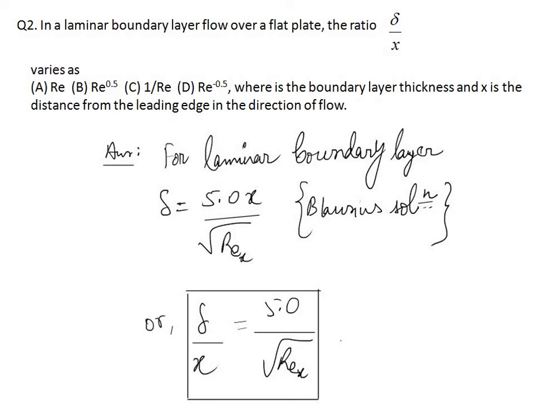For laminar flow conditions, the boundary layer thickness was determined by the Blasius solution. Blasius worked on it, and it is given as delta is equal to 5x by root over of Reynolds number. So if we take the ratio of delta by x, we find that it is proportional to 1 by root Rex, or Re to the power minus 0.5. So option D is the correct answer.